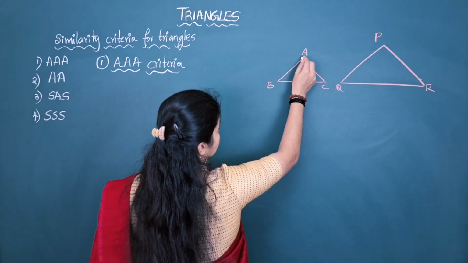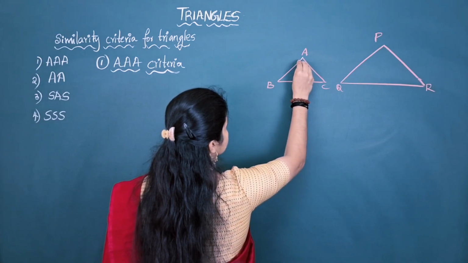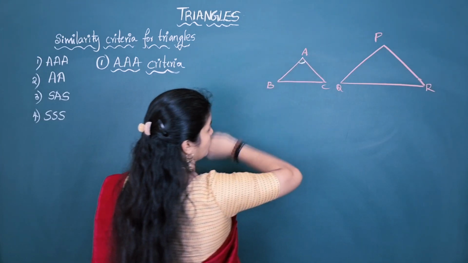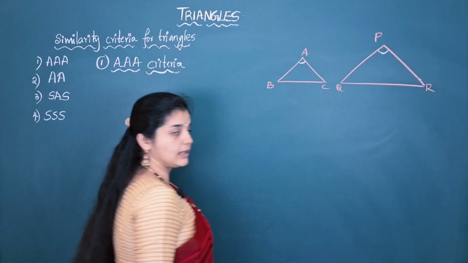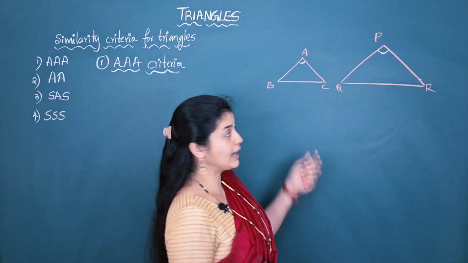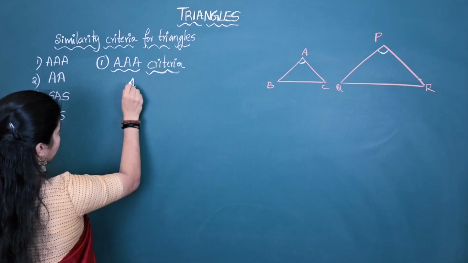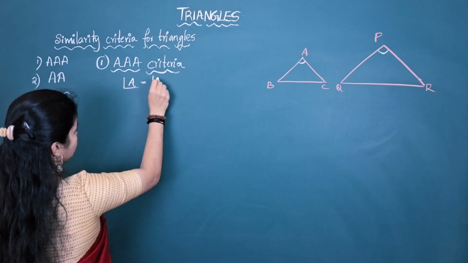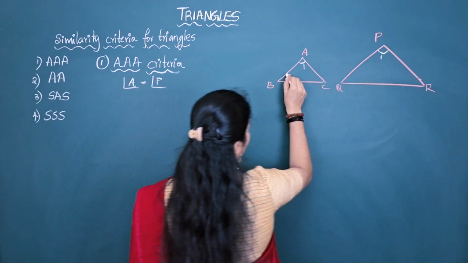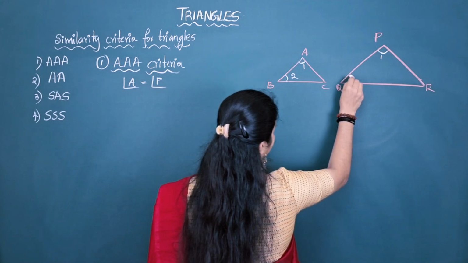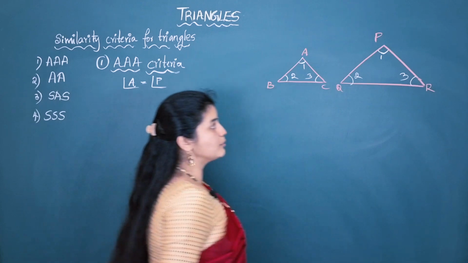So now you see, corresponding angles should be equal. So now this is angle A and angle P. So in these two triangles, angle A and angle P are corresponding. Angle A should be equal to angle P. I will write this as angle 1. And here B and Q, I will write this as angle 2. Angle C is 3. Angle R is 3.